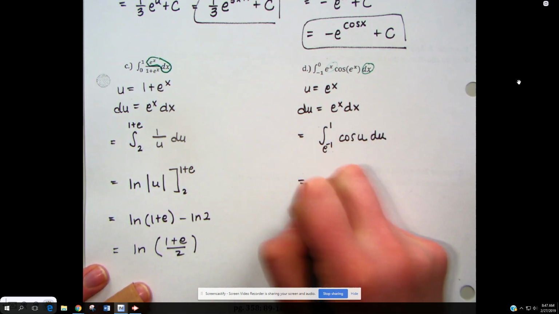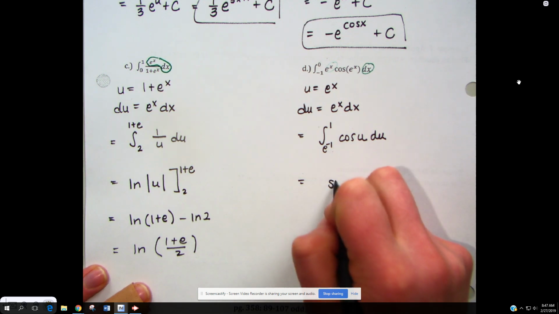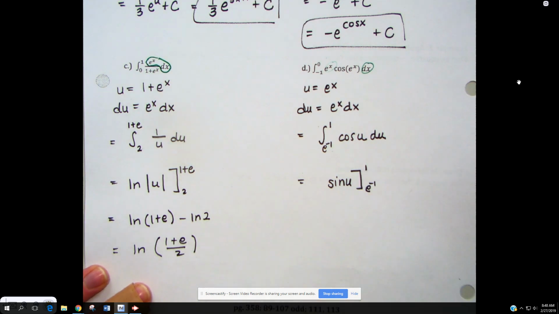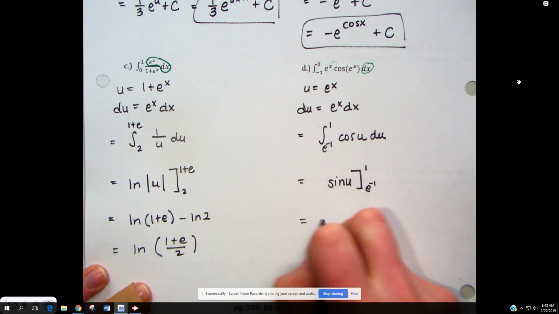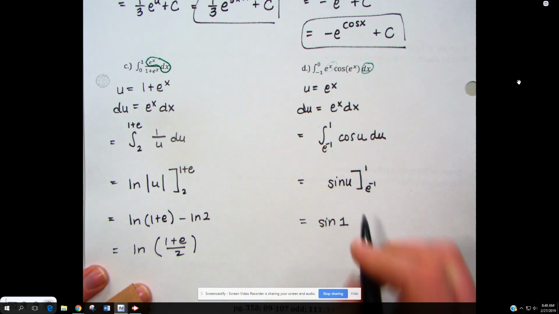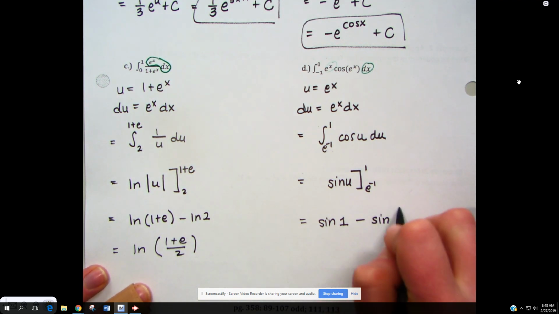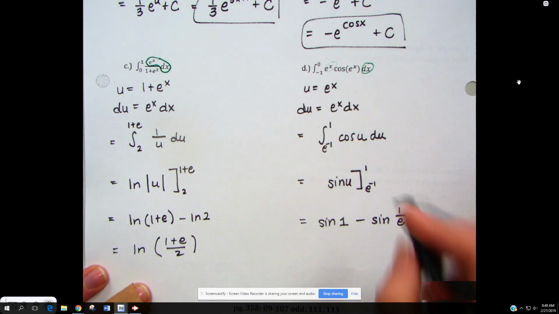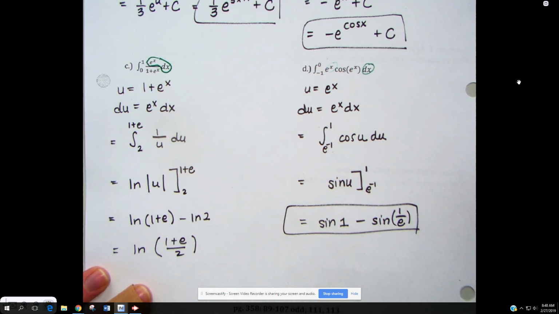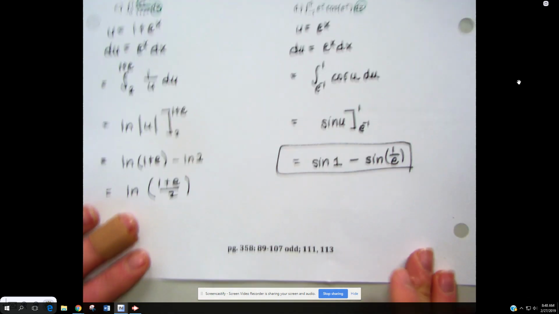Last but not least, right, what function has cosine as its derivative? How about sine? I changed my bounds, so I do not need to go back. And I would get the sine of 1. It's radians, if you really needed a value. And I'll subtract the sine of e to the negative 1. Maybe you write it as 1 over e, or maybe you left it as e to the negative 1. Doesn't really matter.